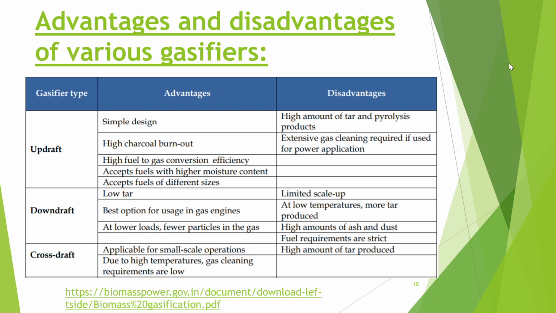Then comes the downdraft gasifier. The tar problem is not present here, and we can use this gas best for our gas engines because there is no corrosion problem, and at lower loads, fewer particles are there in the gas.